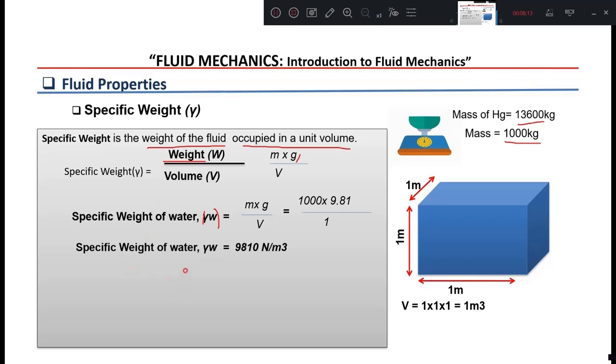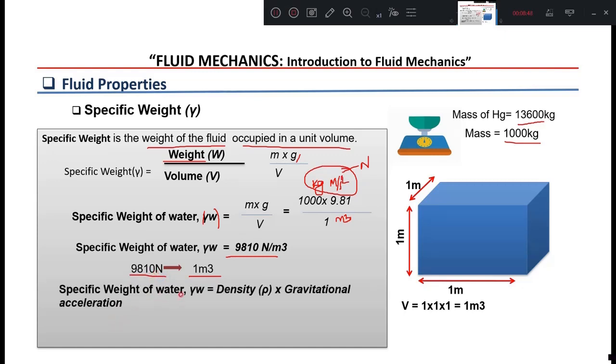Hence the specific weight of water can be written as 9810 Newton per meter cube, because 1000 is in kg, and this one is in meter per second square, that is g, acceleration due to gravity, and this is meter cube. Then kg meter per second square is nothing but Newton. So the unit finally we get is Newton per meter cube. And in 1 meter cube volume of a container, the weight of the fluid will be 9810 Newton.